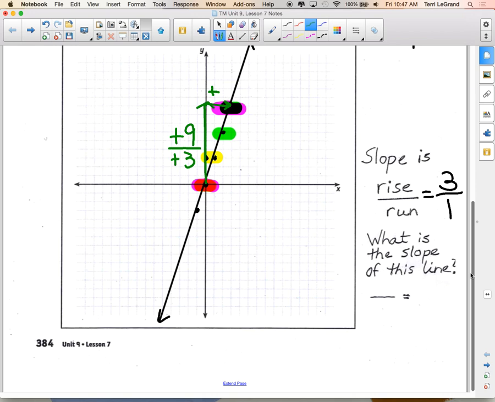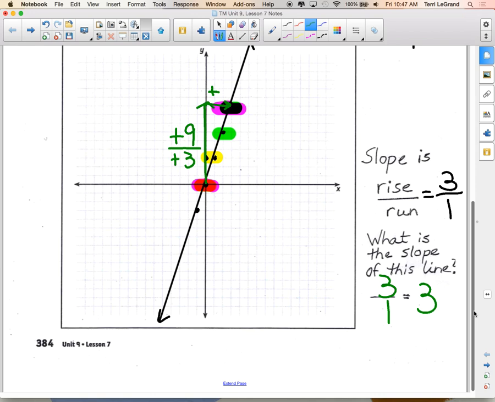So the steepness of this line between any 2 points should be a 3. Doesn't matter which 2 points you pick, and you do the rise over the run, and then simplify that, you should get 3, which we call the slope of the line. We'll put 3 over 1 equals 3 here. So 3 over 1 equals 3. 9 over 3 equals 3, doesn't it?